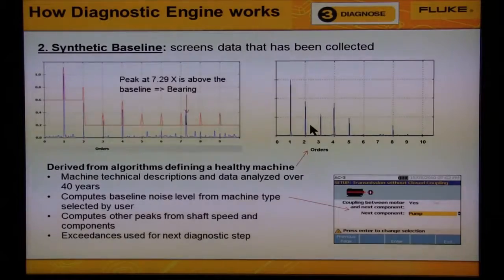You will notice that on the graph on the left there is a peak that exceeds the baseline. This is an anomaly, and we need to find a fault or reason for this. We'll do this in the next step.